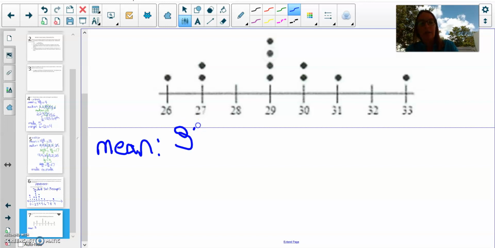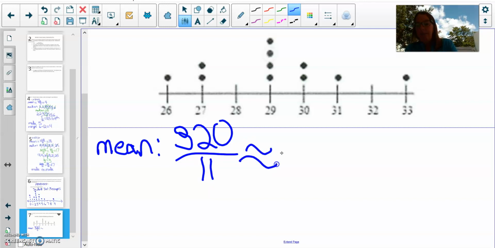I get 320 divided by the number of data values we have. So it's 1, 2, 3, 4, 5, 6, 7, 8, 9, 10, 11. Which gives me, with rounding, 29 students per class. And I round to the whole number here because we're dealing with students.